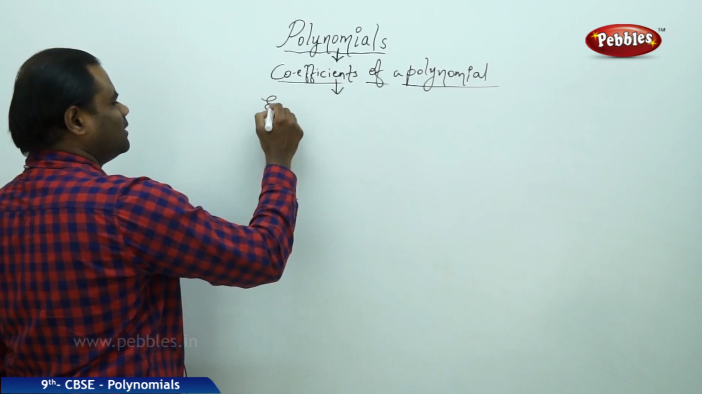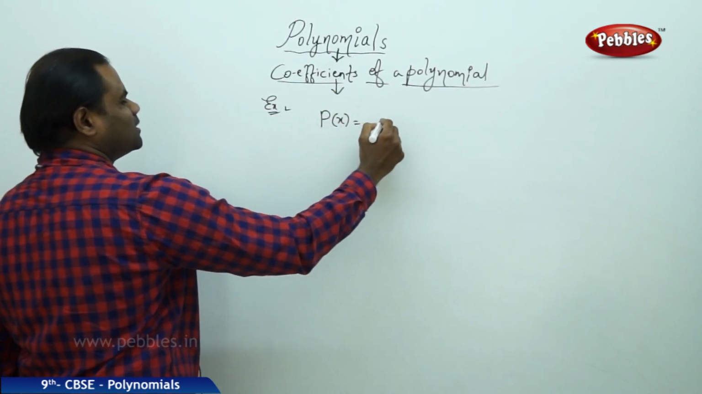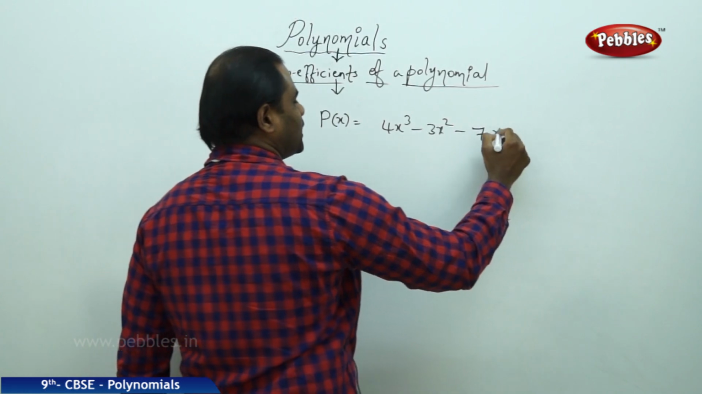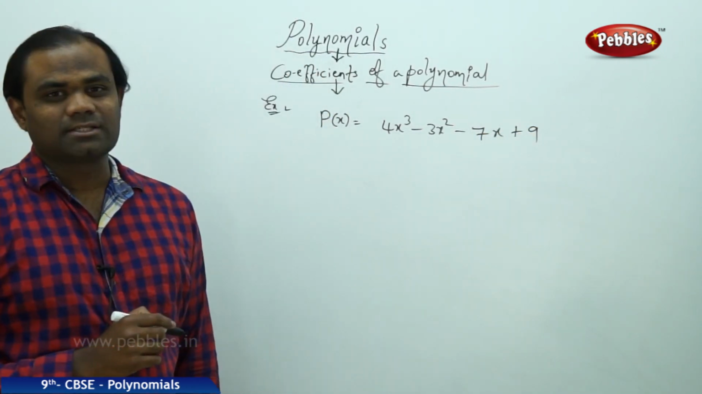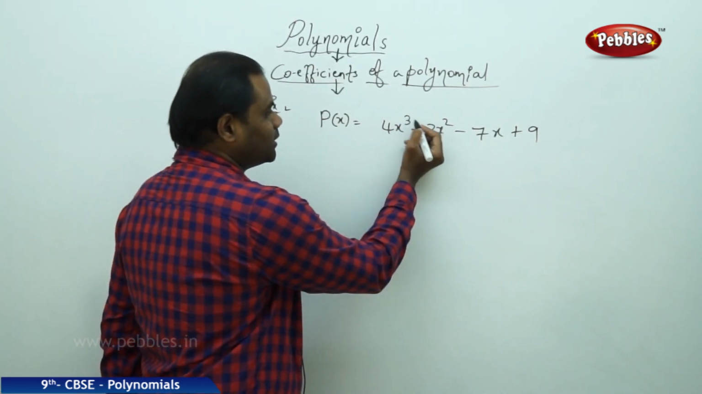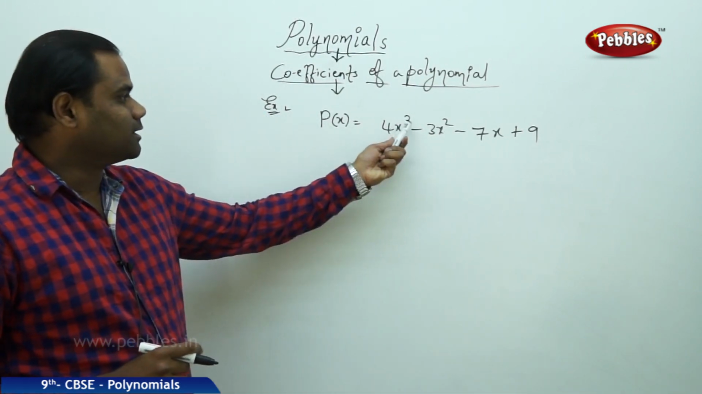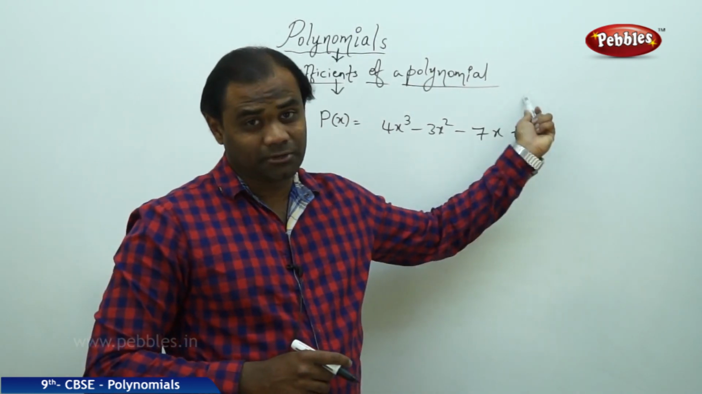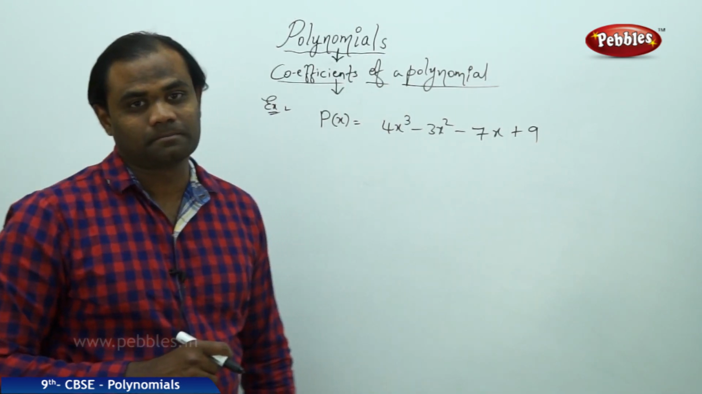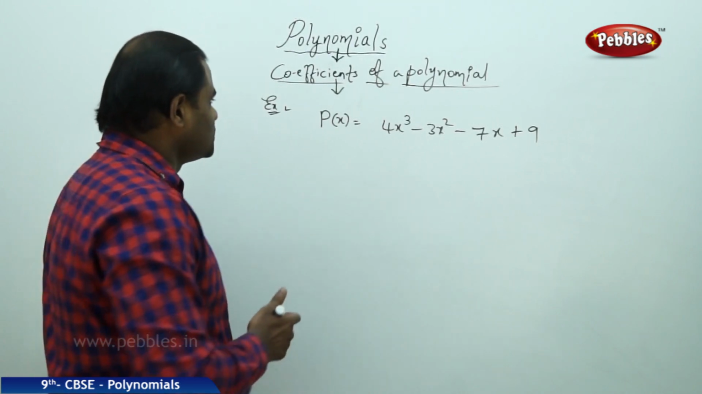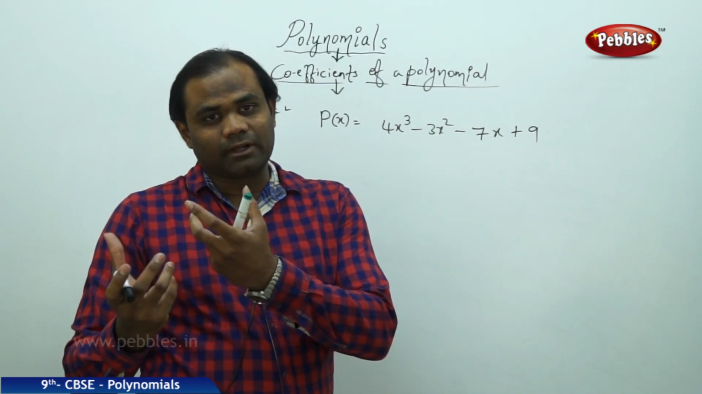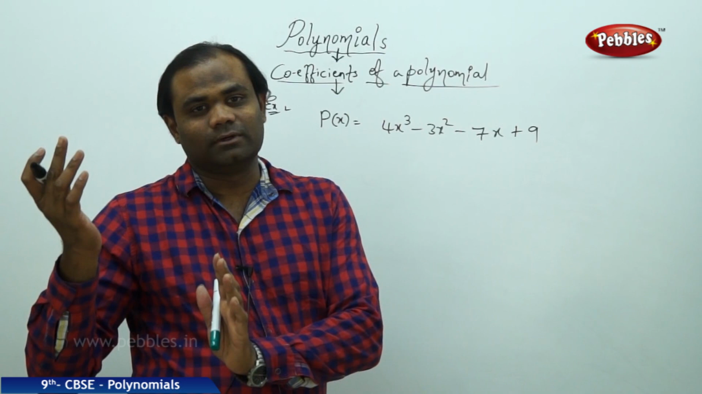For example, I take the polynomial function P of x is equal to 4x cubed minus 3x squared minus 7x plus 9. Now, in this case, it is a polynomial with 4 terms, and it has the degree 3, because the highest degree here, or the highest value of the power of x, is identified to be 3. So the degree of this polynomial is 3, and it consists of 1, 2, 3, and 4 terms. Now let's see what are the coefficients. So coefficients for a polynomial are generally the constants which are multiplied or attached to the given variables, or to the variables raised to any power.